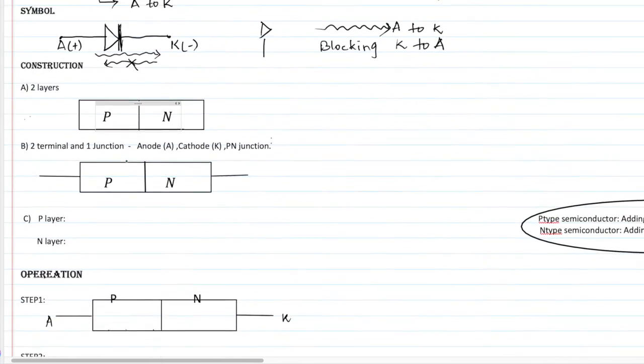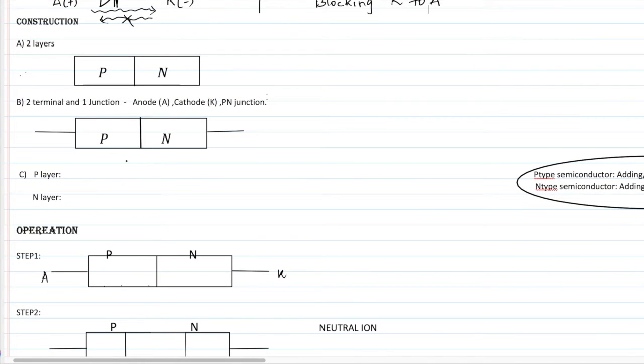So next is construction part. So PN diode is made up of two layers, P layer and N layer, and P is connected to anode and N layer is connected to cathode. Okay, so there are two terminals and one junction. This is one terminal and this is another terminal, and this is the junction which separates P layer and N layer. Now what is this P layer?